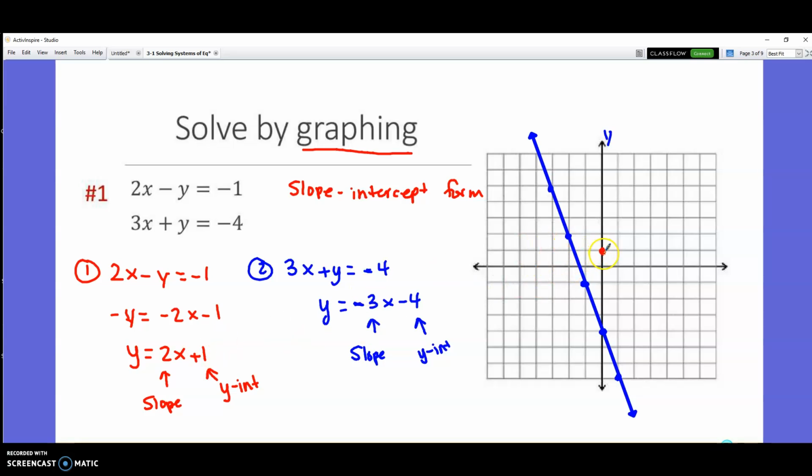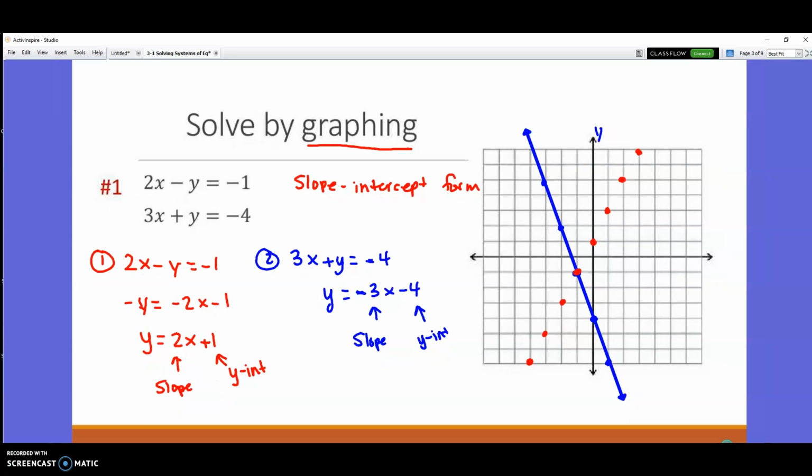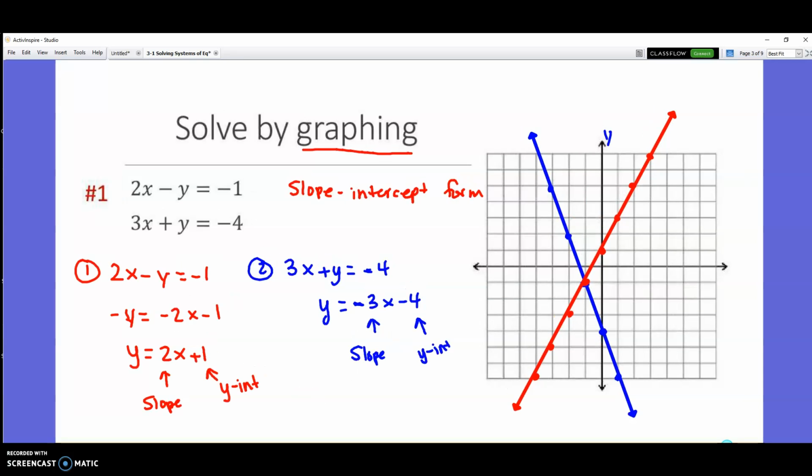If your slope is positive, then you either go both in the positive direction, up and to the right, or both in the negative direction, down and to the left. Then draw the line that goes through those points. Obviously we see where these two intersect, and that is our solution. This system intersects at the point where x is -1 and y is also -1. So my solution is -1, -1.